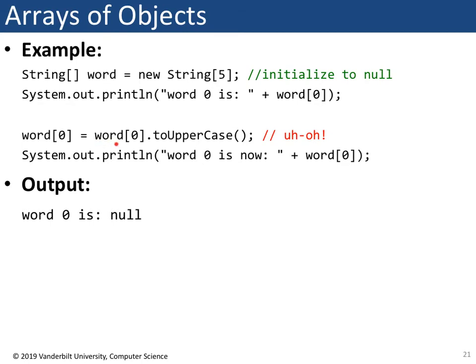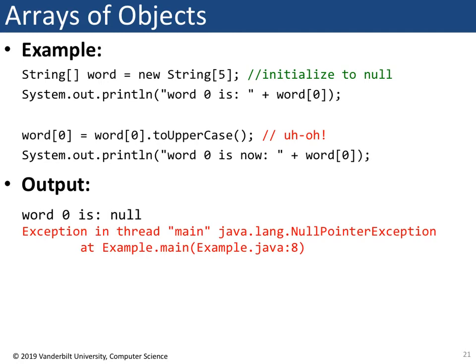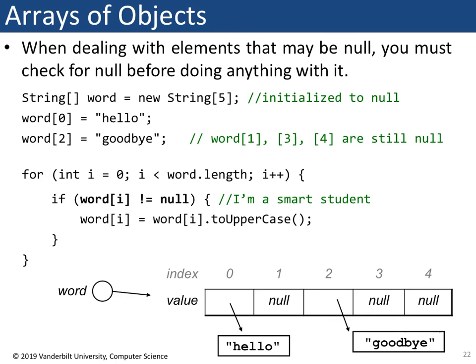So Java is going to attempt to go to this location when we tell it to dereference it, and it's going to say there's no object there, so I can't use any methods. I can't dereference it and use methods there. So it's going to throw a null pointer exception. So when we deal with elements of an array or reference variables that may be null, we have to check if they're null before we attempt to dereference them.